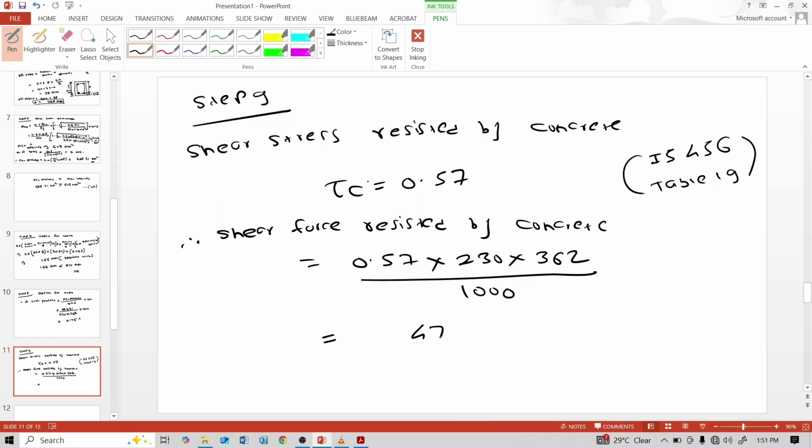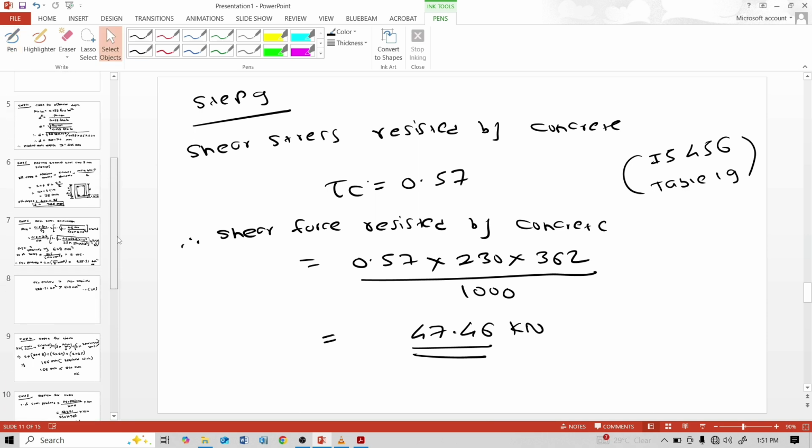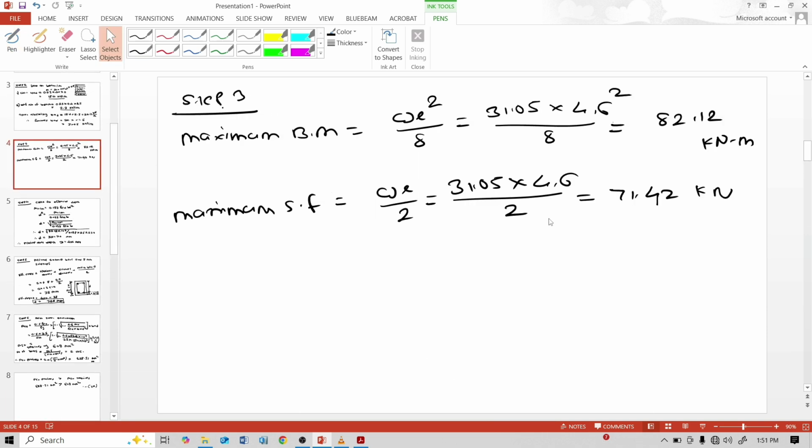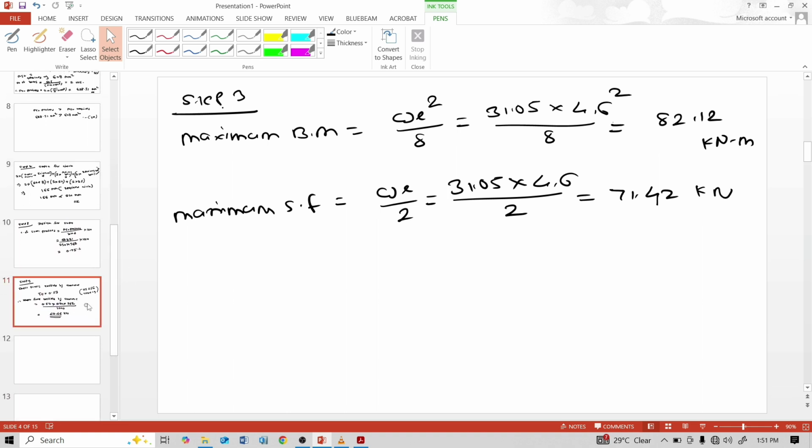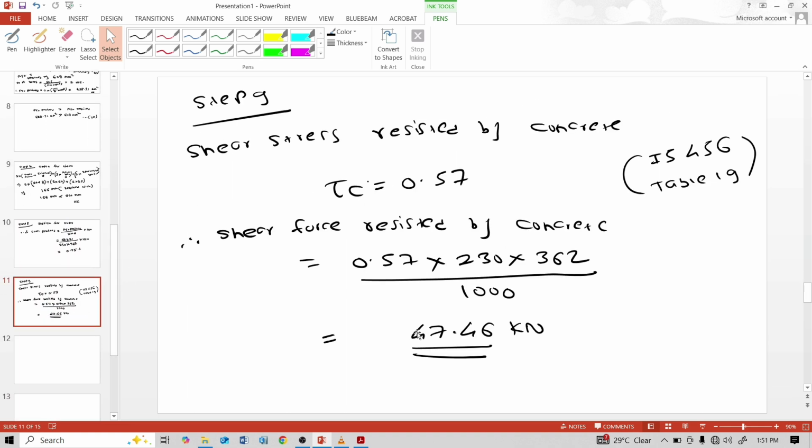So value comes 47.46 kilonewton. That much shear force, 47.46 kilonewton, is resisted only by concrete. And our calculated shear force is 71.42. This much shear force comes on the beam and concrete only takes this much shear force, 47.46. Concrete takes less shear force than required shear force. That's why we provided stirrups.